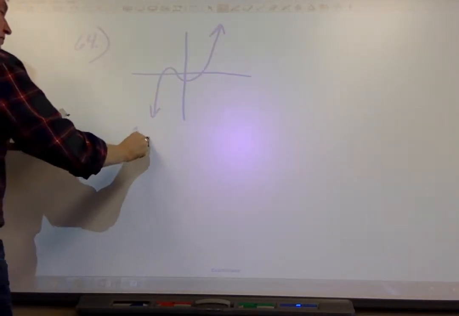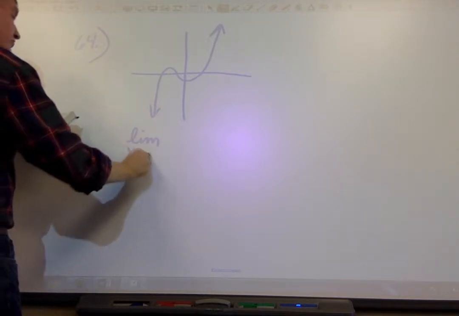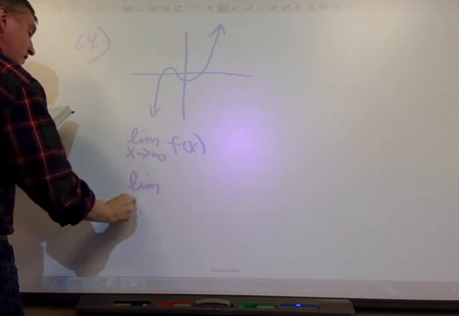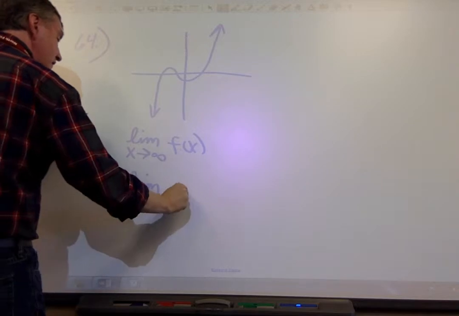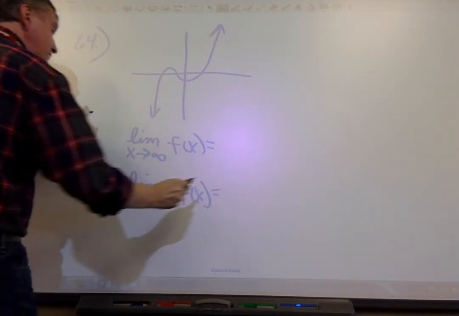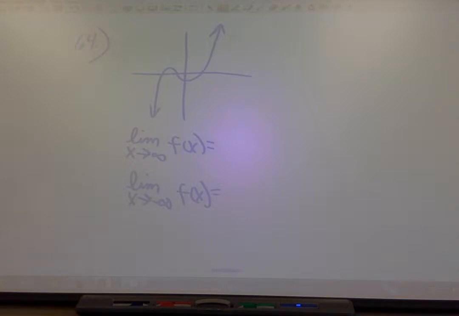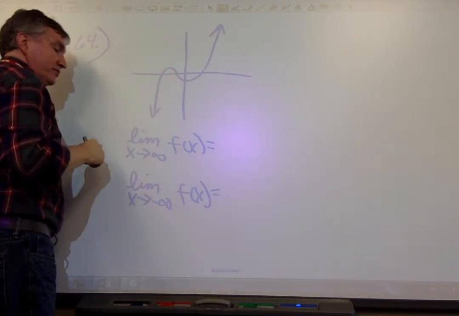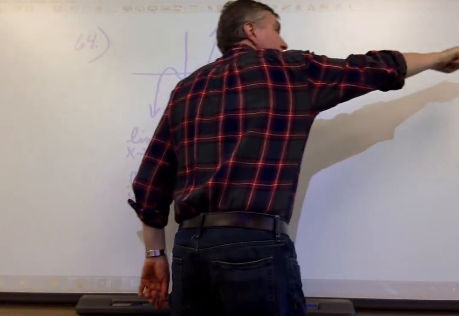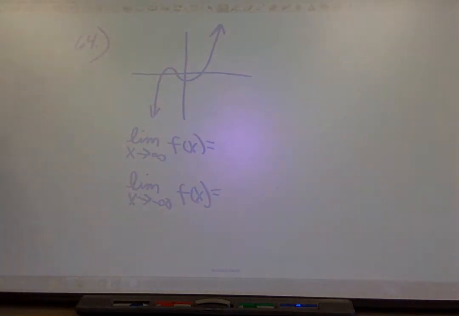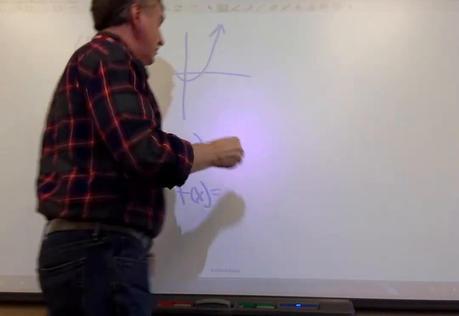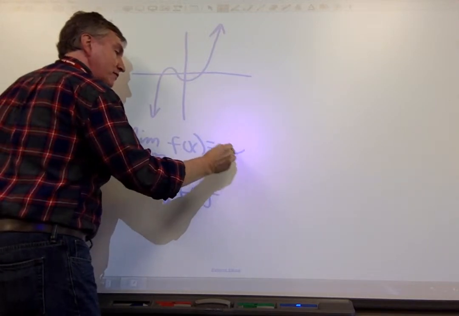They want me to find the limit as x approaches infinity of f of x, and the limit as x approaches negative infinity of f of x. You tell me, if this is my graph of f of x, if x gets larger and larger and larger without bound, where's the y going? If I had an x value way out here, wouldn't the y value be way off the board up in the sky? Yeah. So you know what the limit would be for that one? It would be infinity.